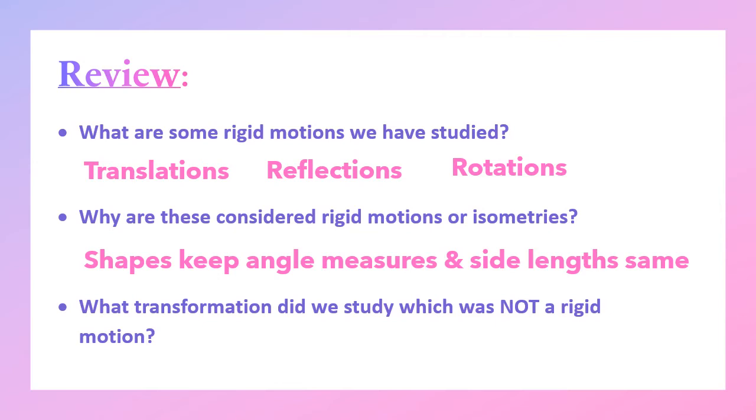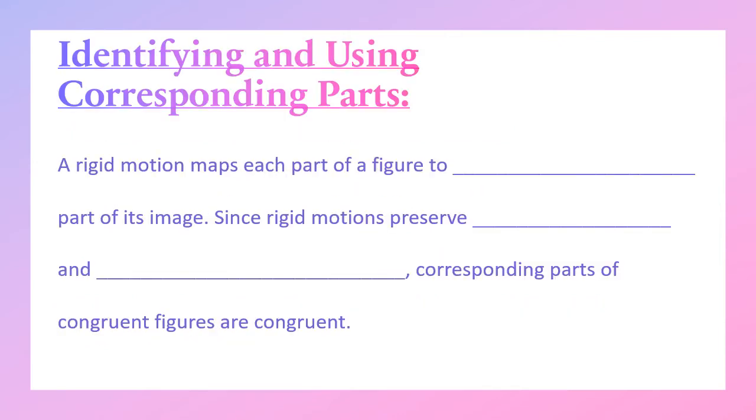And if we think about the one transformation we studied that was not a rigid motion, it didn't change the angle measures, it only changed the side lengths. In the last section of the previous chapter, when we did dilations, we enlarged figures and we reduced figures, which actually changed the lengths of the sides.